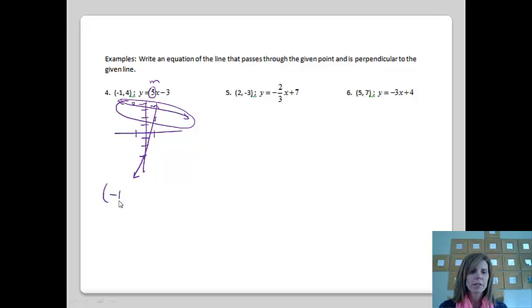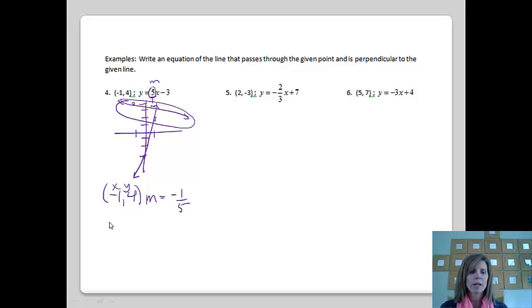I know that my line is going to pass through the point (-1, 4). If the slope of the original line is 5, then for a perpendicular line I'm going to take the reciprocal and the opposite. The opposite of 5 would be -5, and then the reciprocal, if this is 5 over 1, my slope is going to be 1/5. All right, now I am ready to actually find the equation because I have all my information.